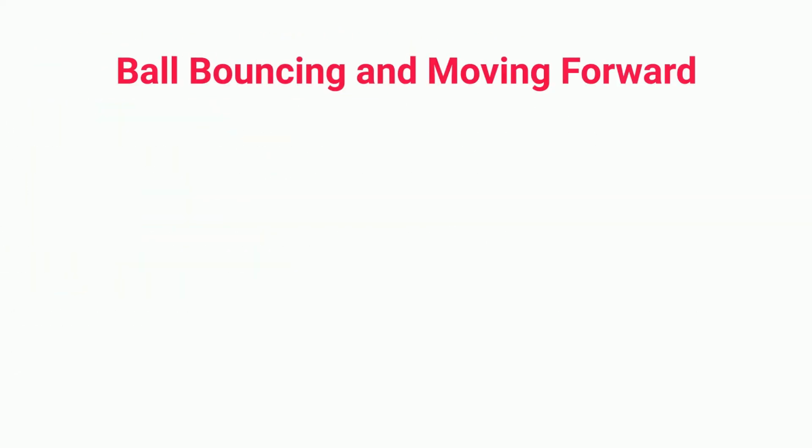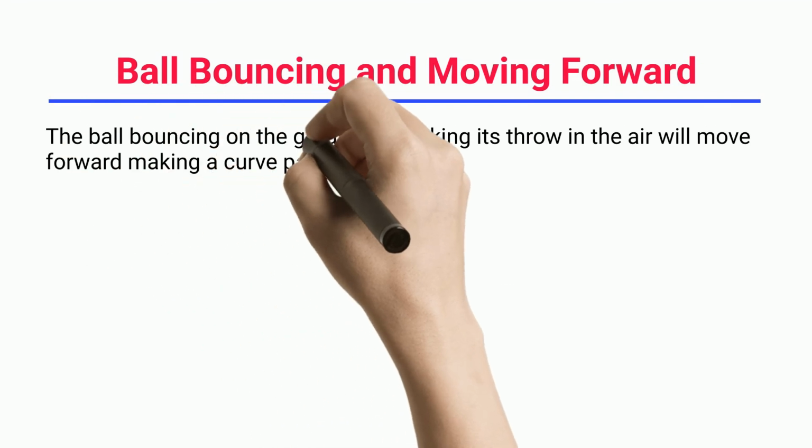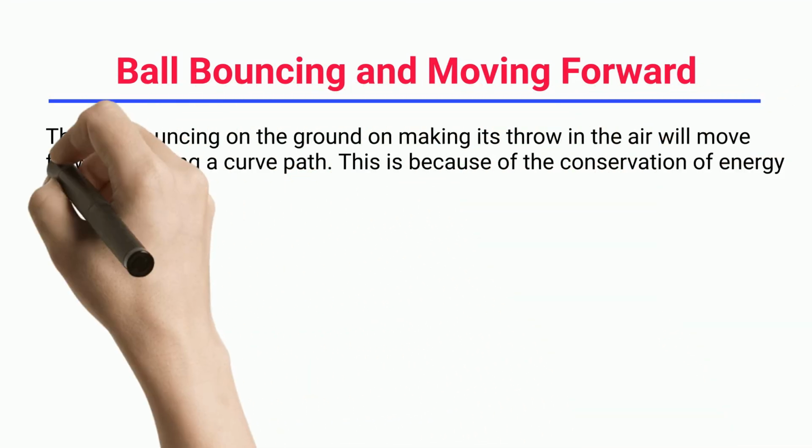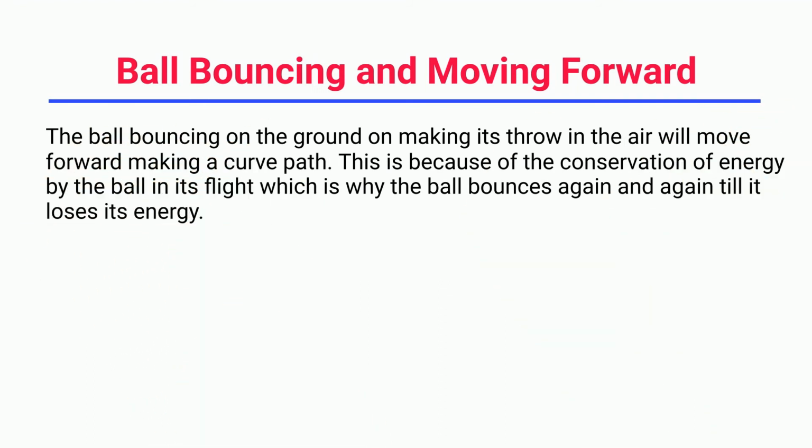Ball bouncing and moving forward. The children playing catch the ball throws the ball in a projectile motion that follows the curve path in a flight. The motion of the ball while playing passing the ball is a curvilinear motion.